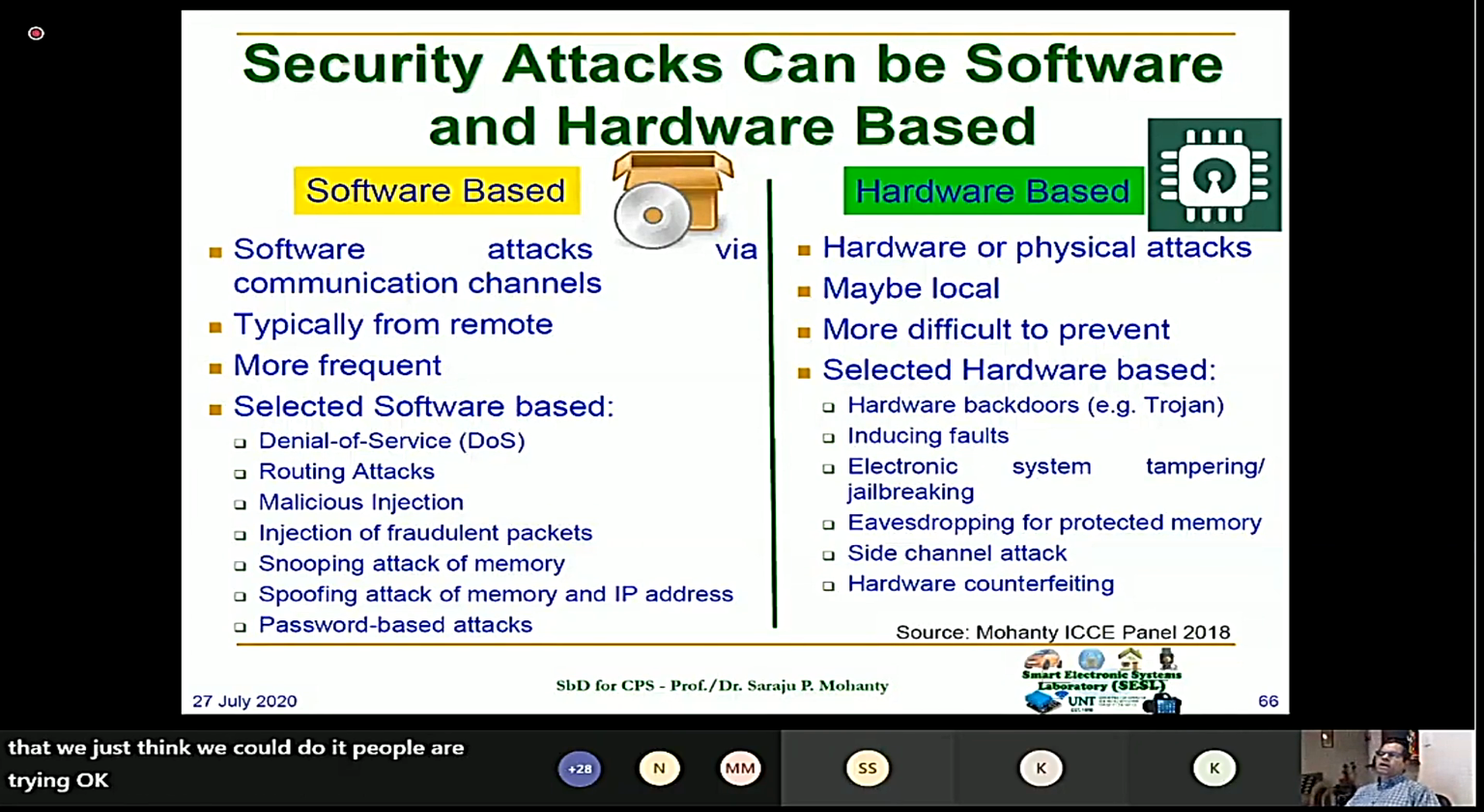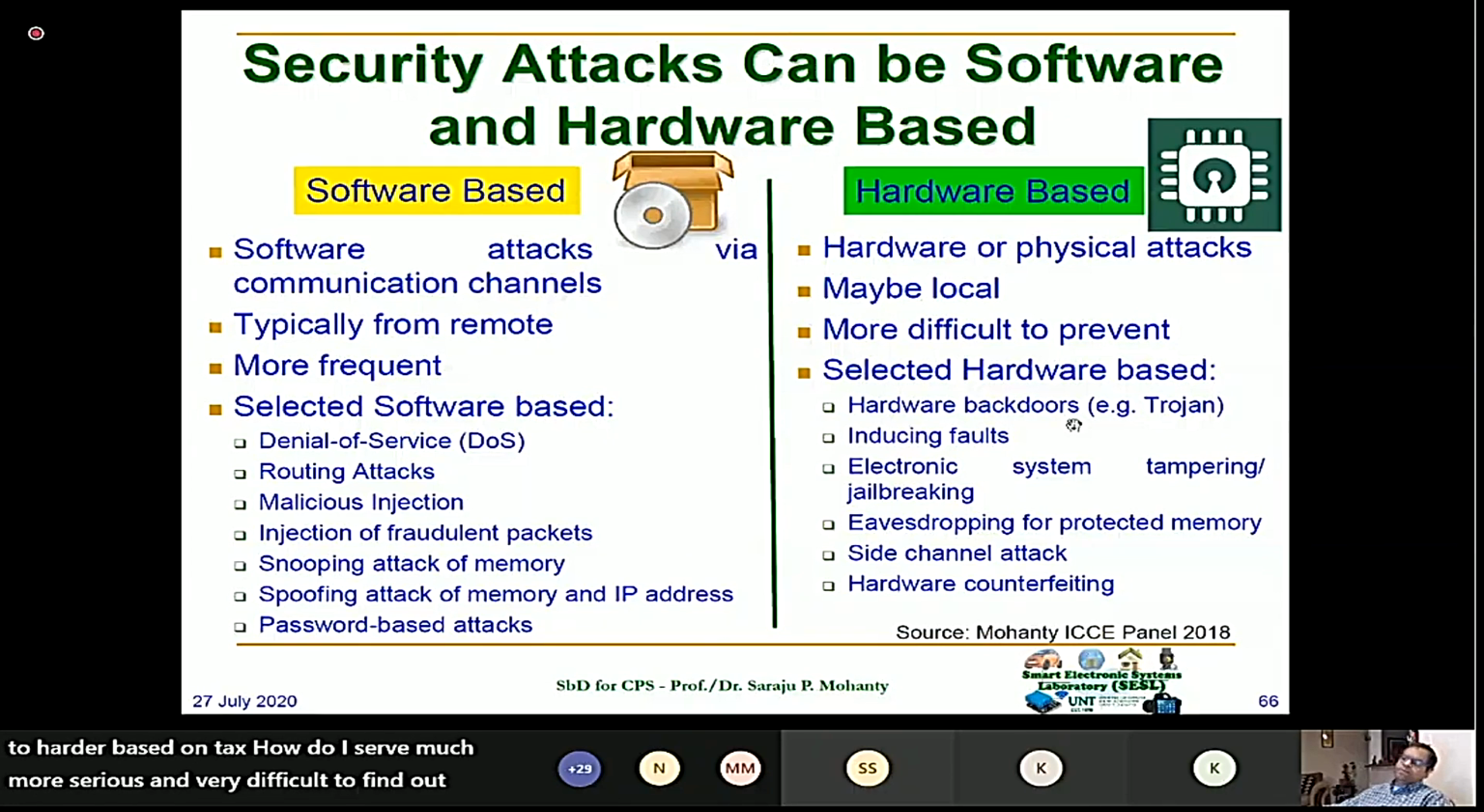Anyway, the attacks that we see in various types of CPS can come from software and hardware resources, and software attacks are quite common. People attack the systems remotely through software, and we know denial of service, password-based attacks, spoofing attacks, all these things happen. But I want to bring your attention to hardware-based attacks. Hardware attacks are much more serious and very difficult to find out.